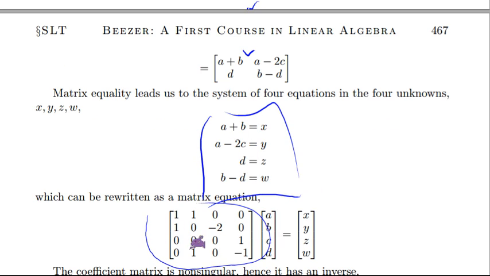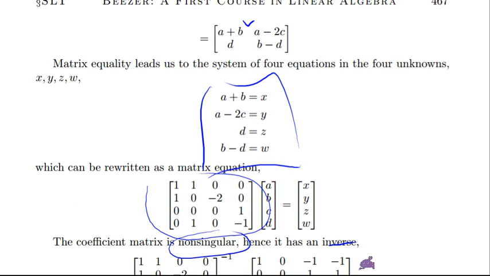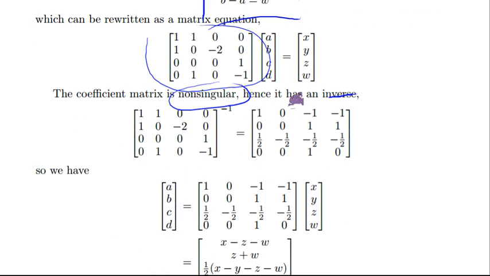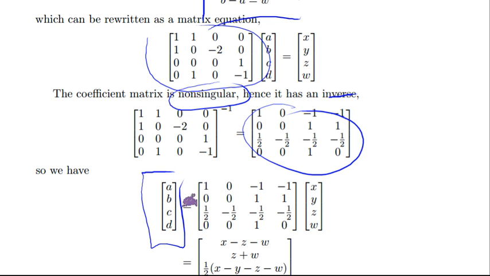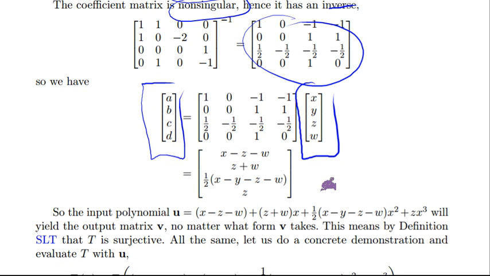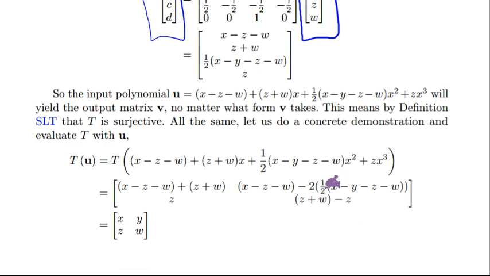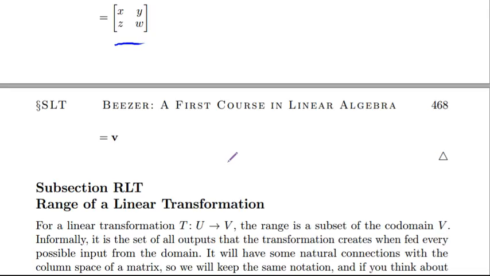Here's the matrix. The matrix is non-singular, therefore it has an inverse. We do the very same thing. Compute the inverse, multiply both sides, and we get the coefficients of the polynomial, which can be obtained no matter what matrix entries we have. And here you can actually check that if you put this combination in for ABCD and take the linear transformation of that, you get the matrix XYZW.